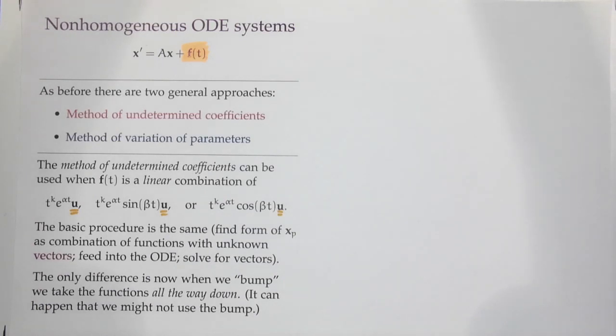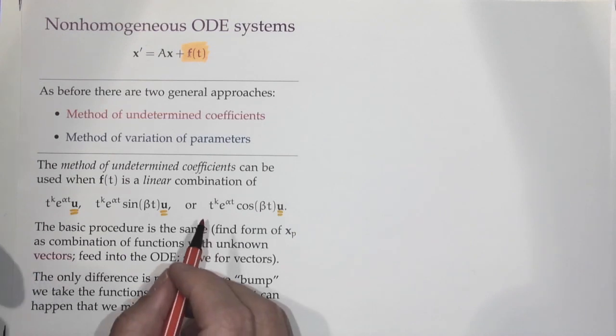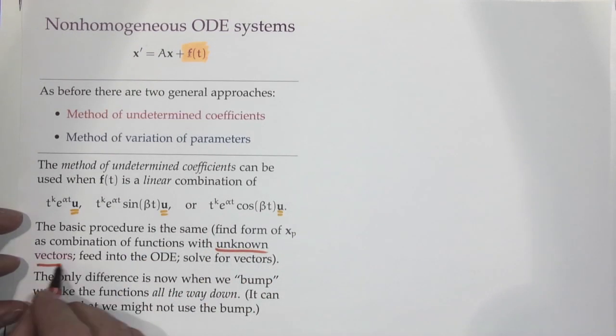And then there's one difference, which is the bump. Previously, when we bumped everything up, we said we don't need to worry about the lowest terms. Now, you still bump up, but you keep the low terms. It's even possible that you might not need the bump, but a priori, from the start, you don't know that. So other than keeping the lower terms when you bump, the list of functions is the same. Now you put the pieces together, but not with unknown coefficients. It's now with unknown vectors.